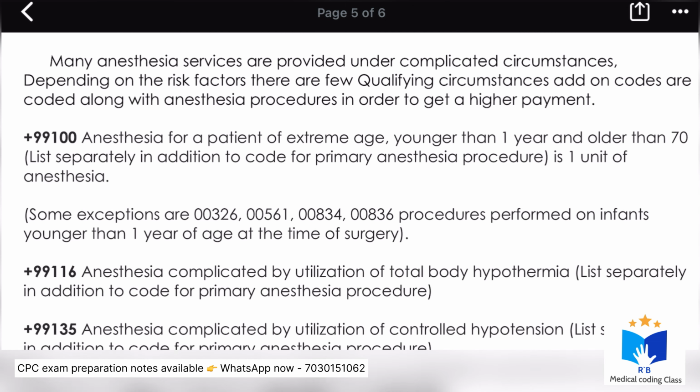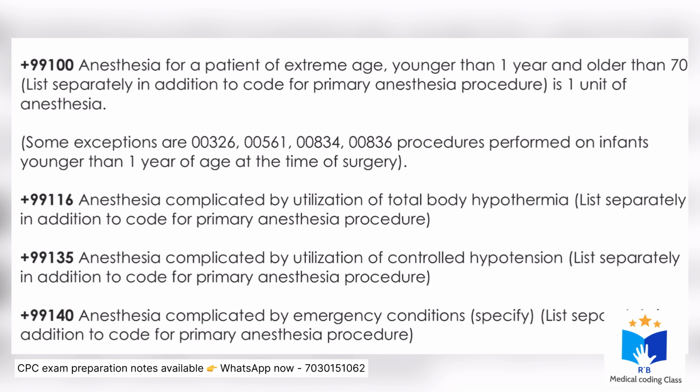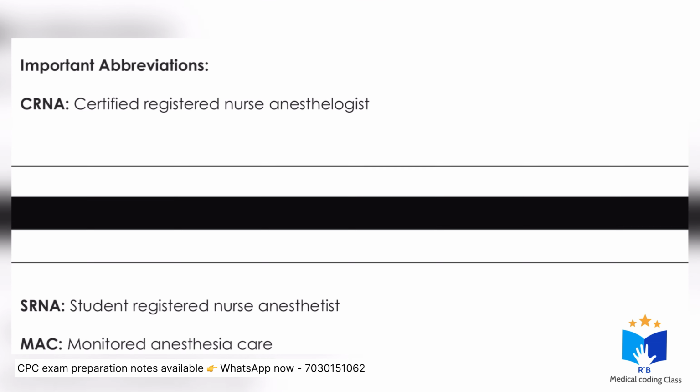Then the next code, 99116: anesthesia complicated by utilization of total body hypothermia. For any hypothermia procedure in anesthesia coding, you can use the 99116 add-on code. Then next 99135: anesthesia complicated by uncontrolled hypertension, you can use the 99135 add-on code. Then next 99140: anesthesia complicated by an emergency condition, you can use 99140 in anesthesia coding.